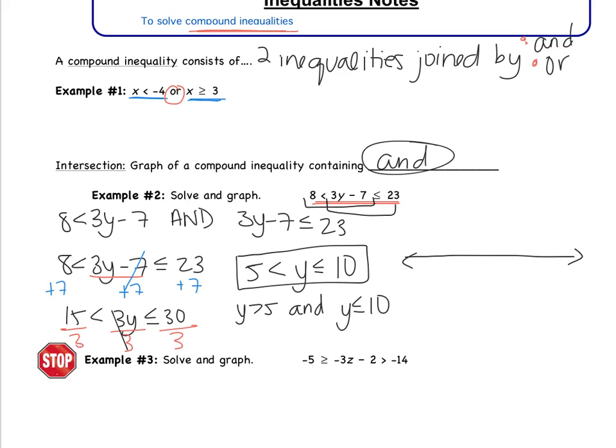Then you're going to have to graph this on a number line. The first inequality is less than, and it does not have an equal sign, so that's going to be an open circle at 5. The second inequality is less than or equal to, that's going to be a closed circle at 10. Anytime that you have an intersection, or an and graph, you're going to shade in between the two. So and is always going to be in between.